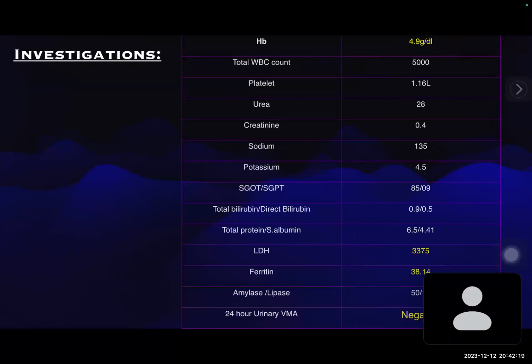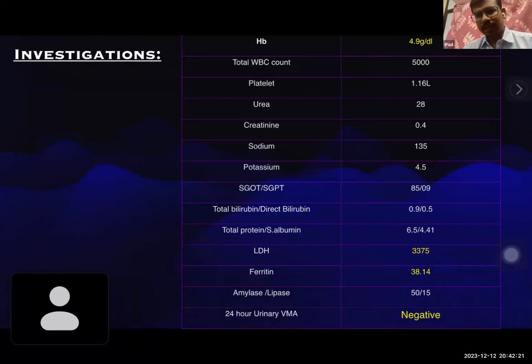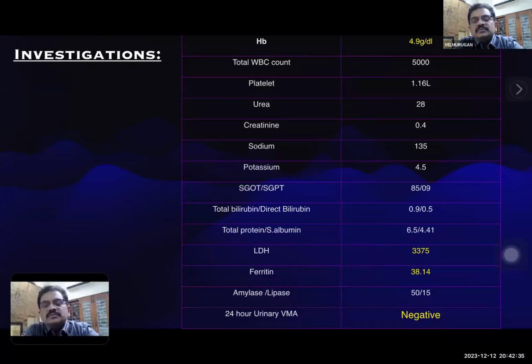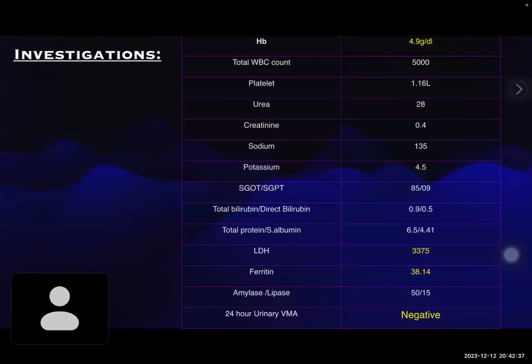What about VMA? Sir, the VMA is negative, madam. That implies it is a poorly differentiated tumor. The 24-hour VMA is negative. Ferritin is elevated. LDH is very high. Okay. And also anemia is present. Hemoglobin is 4.9.